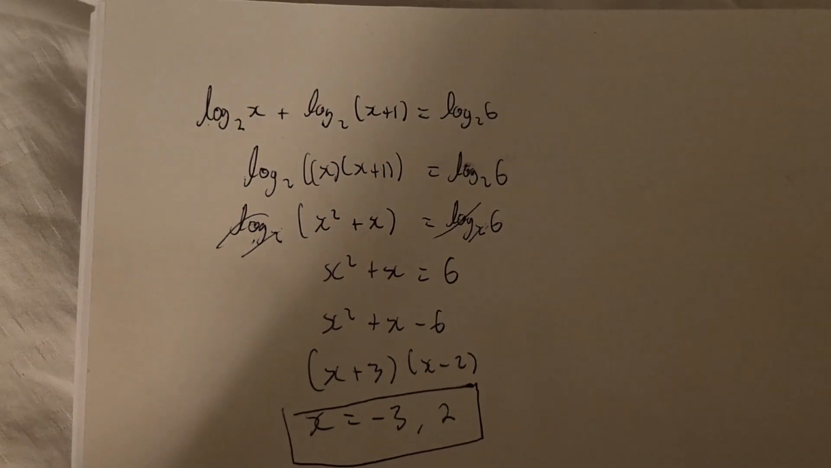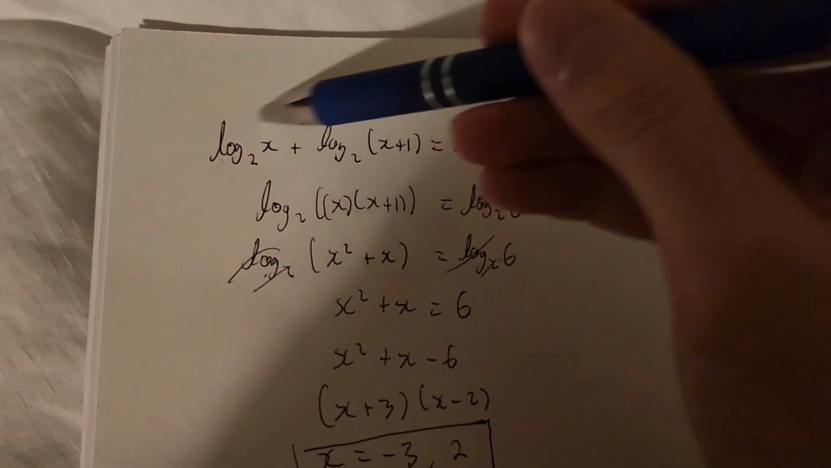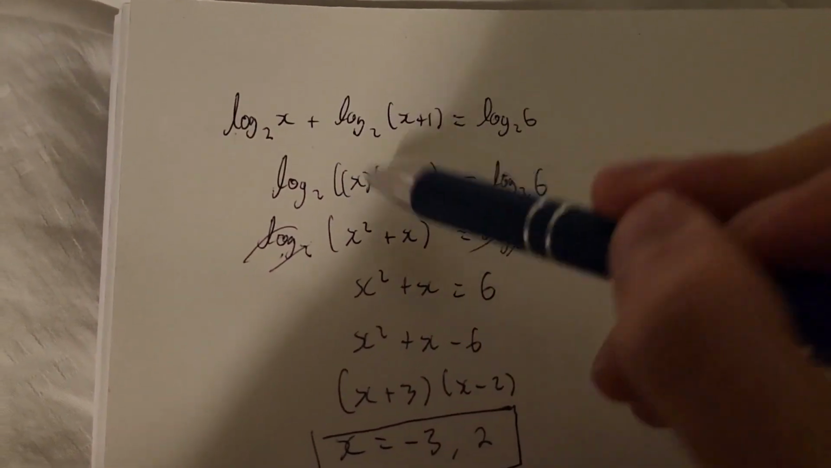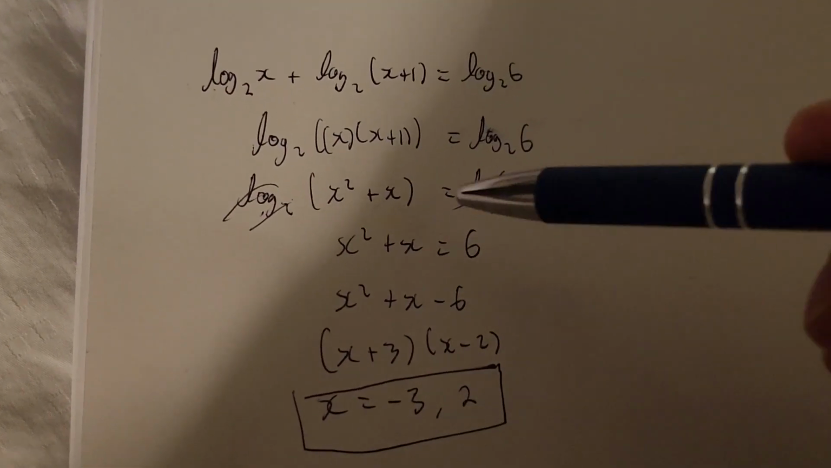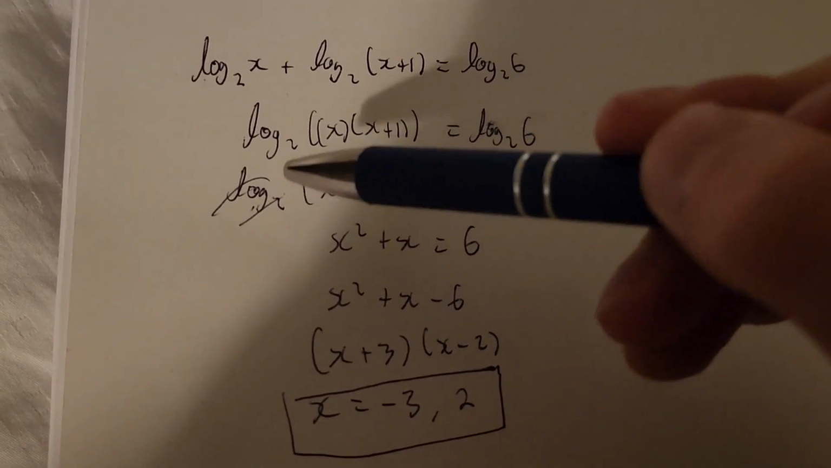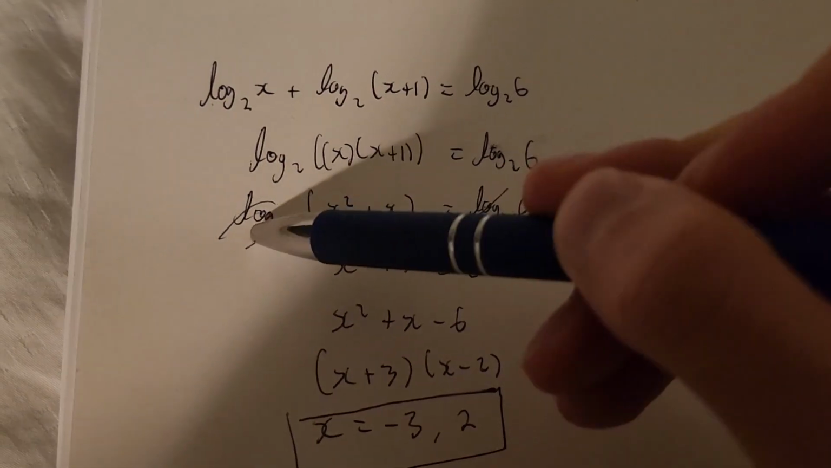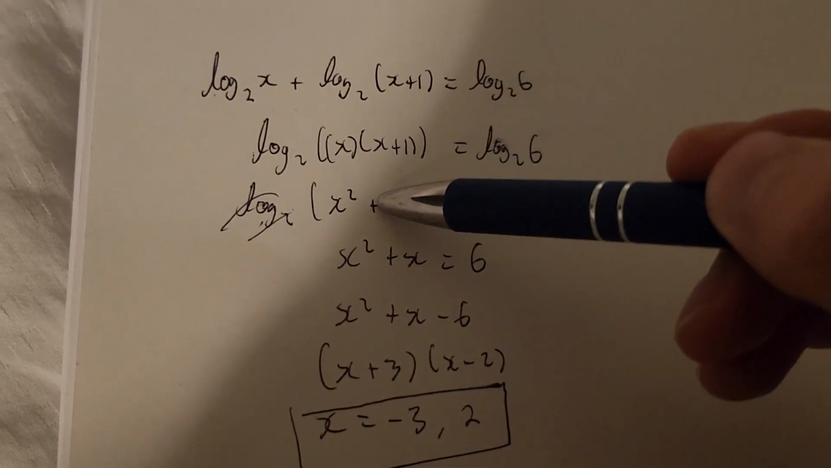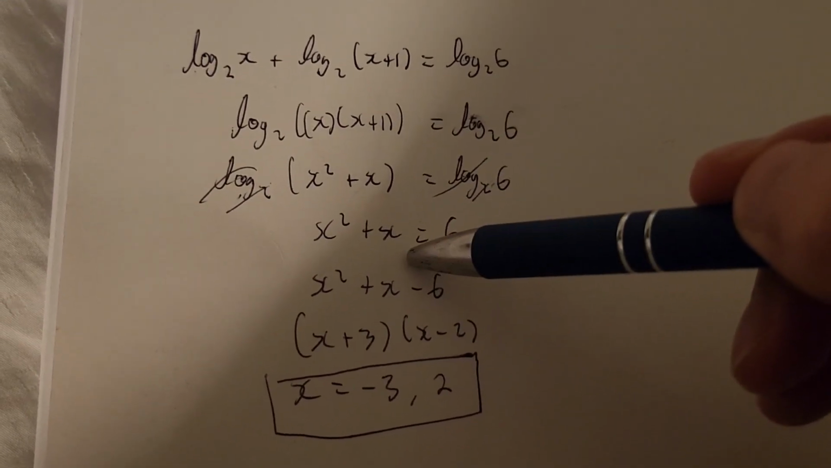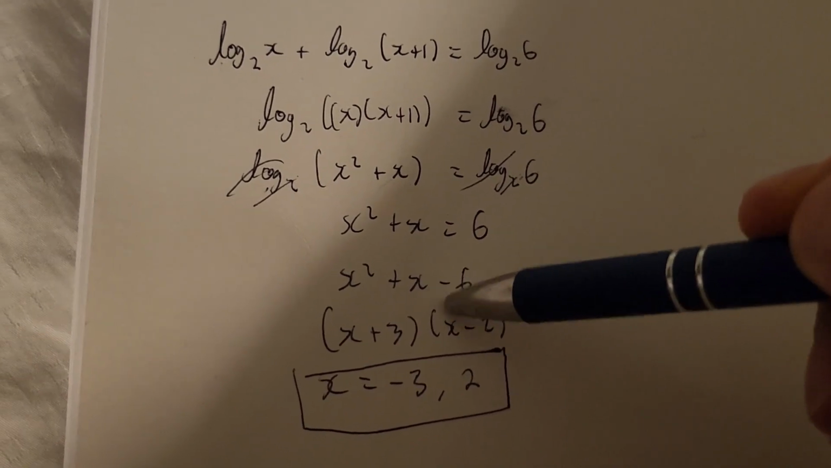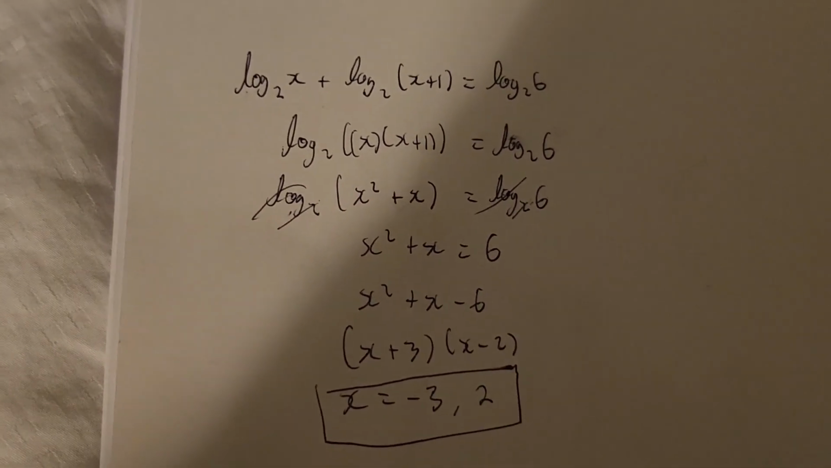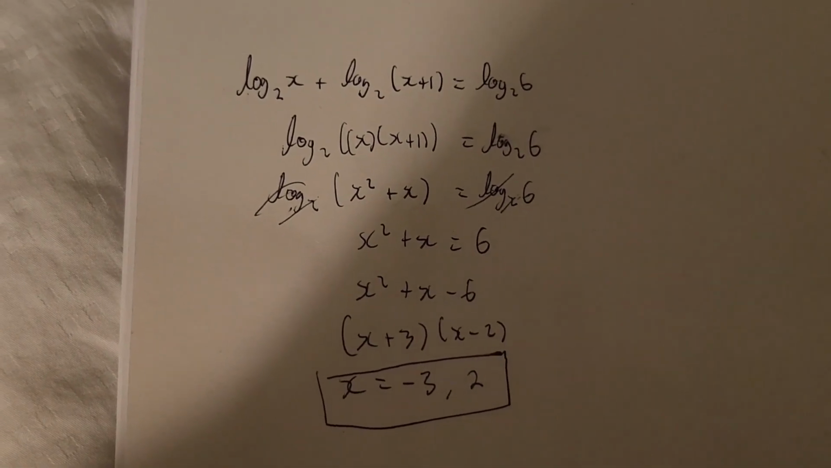So the rules I used here were the multiplication rule, where I combined both of these, and the equality rule, where I disregarded the logs because they were on either side of the equation and they had the same basis. All right. And then from there, I just got a quadratic equation, and then I factored it, and then I solved for x. And that's how you solve an equation like this.